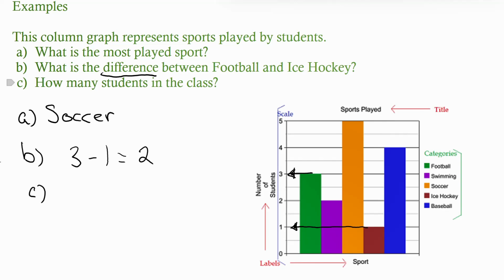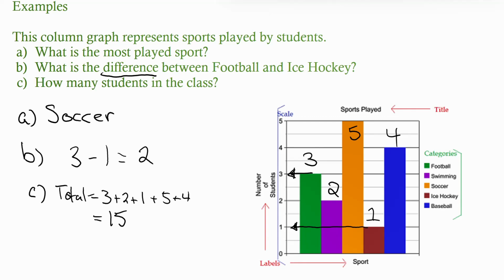The next one is how many students are in each class. This time we need to do that for all of our columns. So I'm going to go across and write them above it. There were 3 for football, 2 for swimming, 5 for soccer, 1 for ice hockey, and 4 for baseball. So the total is going to be 3 plus 2 plus 1 plus 5 plus 4. You add them all up. So there are 15 students in this class.